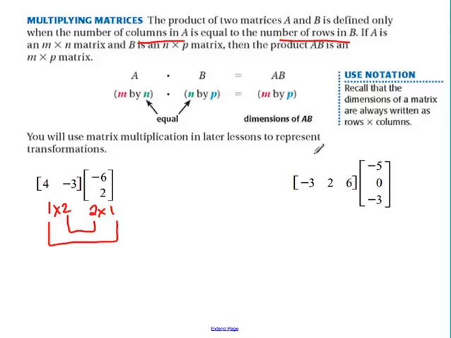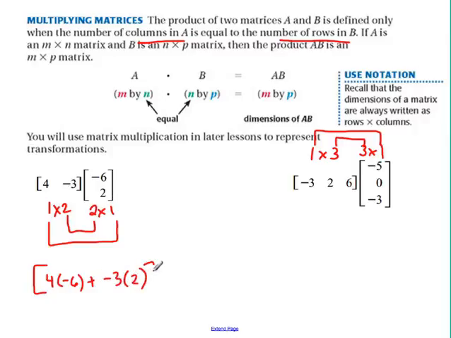Okay? Over here, this is going to be a 1 by 3. This is a 3 by 1. Since the 3 and the 3 are the same, we can multiply them, and our resulting matrix is going to be a 1 by 1. So there we go. Let me show you actually how we multiply. This is a little bit complicated, so let me just show you this. We'll actually take 4 and multiply it by negative 6. We're going to add to that negative 3 times 2.